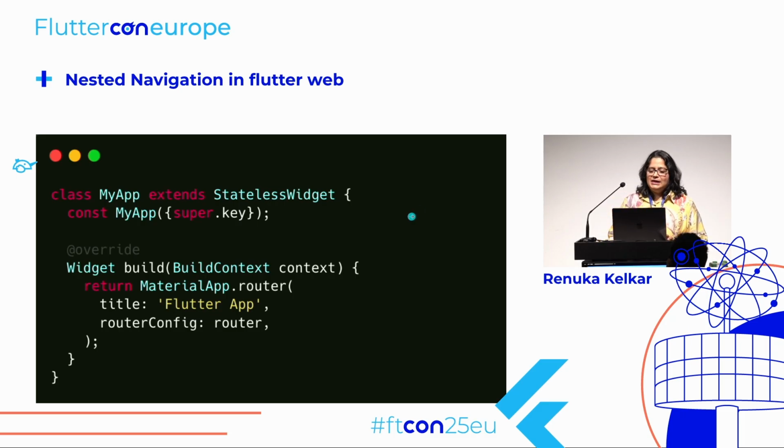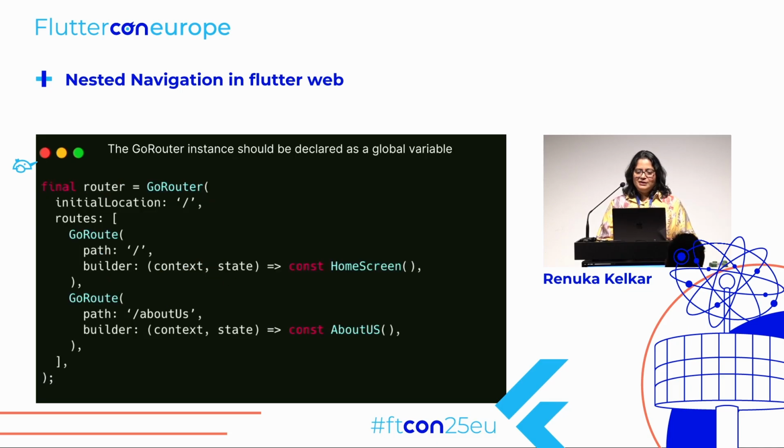So here you can see, normally when you start creating an app, you have this MaterialApp, but in Go Router you are using MaterialApp.router, where you can hook Navigator 2.0 to your Flutter application, and you can set the routerConfig parameter to the router. So this is a very simple step. You can do it easily. It is understandable. The next thing is that you can declare the GoRouter instance as a global variable, which is also very simple to understand. So that is not a problem for anyone to understand.